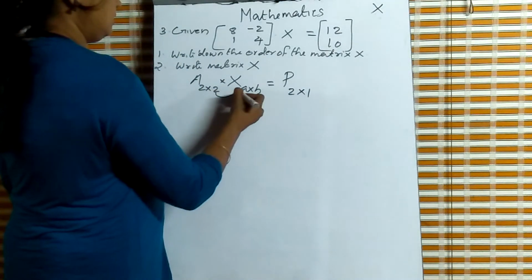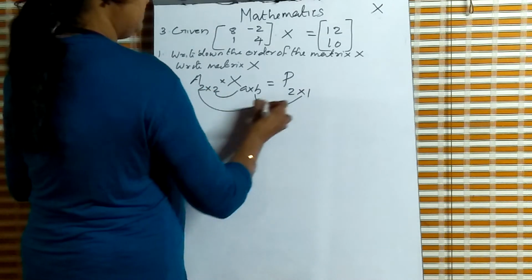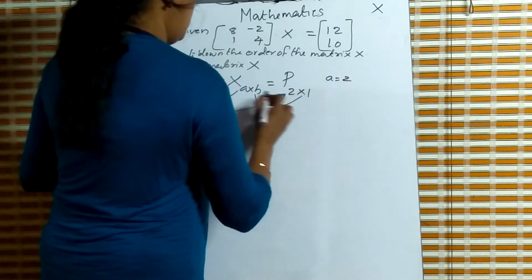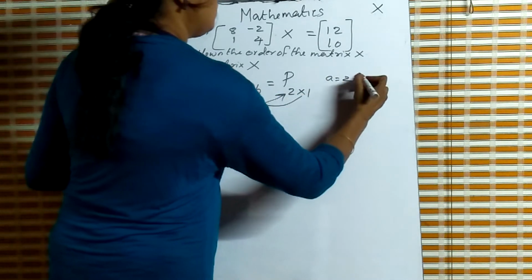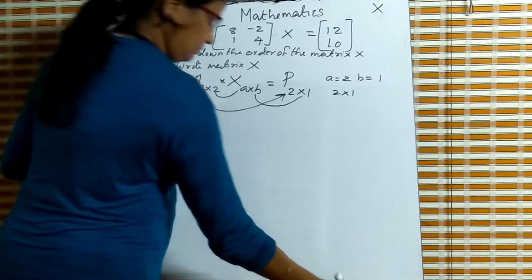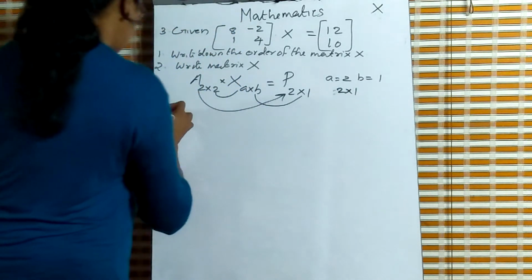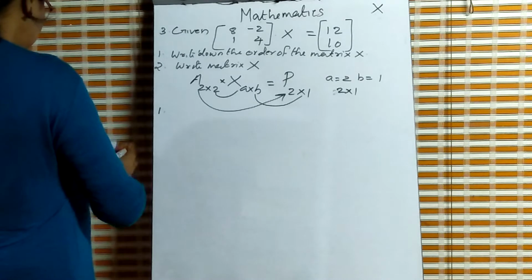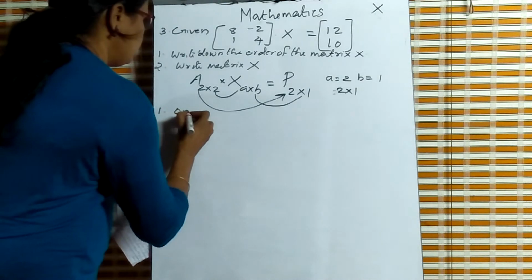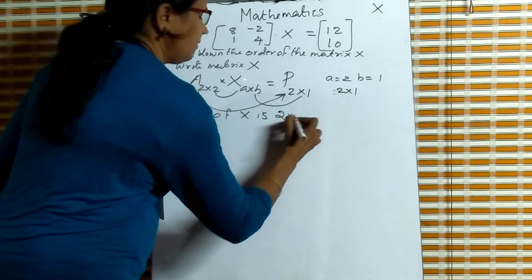Now listen. These two are equal, then these two are equal, then these two are equal. So what is A? A is equal to 2. And what is B? B is equal to 1. So the order is 2 by 1. That is the answer of the first question: the order of X is 2 by 1.